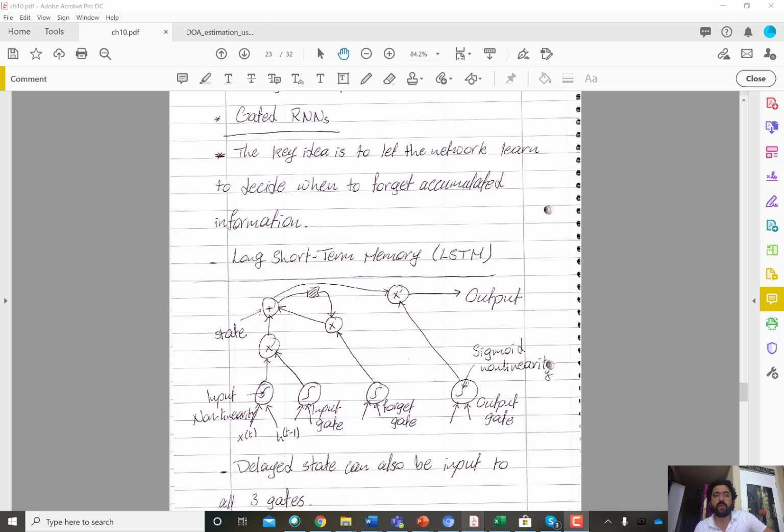Hi everyone. So in this video we start a discussion of long short-term memory cells, which are basically the basis for LSTM layers that have multiple of these units or cells. And this is the most commonly used type of what's known as gated recurrent neural networks. The idea of gates is basically to let the network learn, based on the data seen so far, to decide when to forget or keep the accumulated information, right?